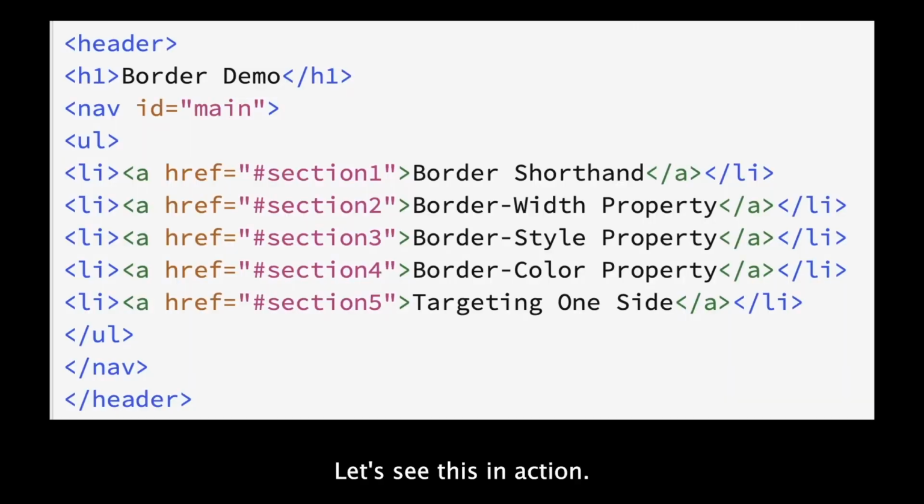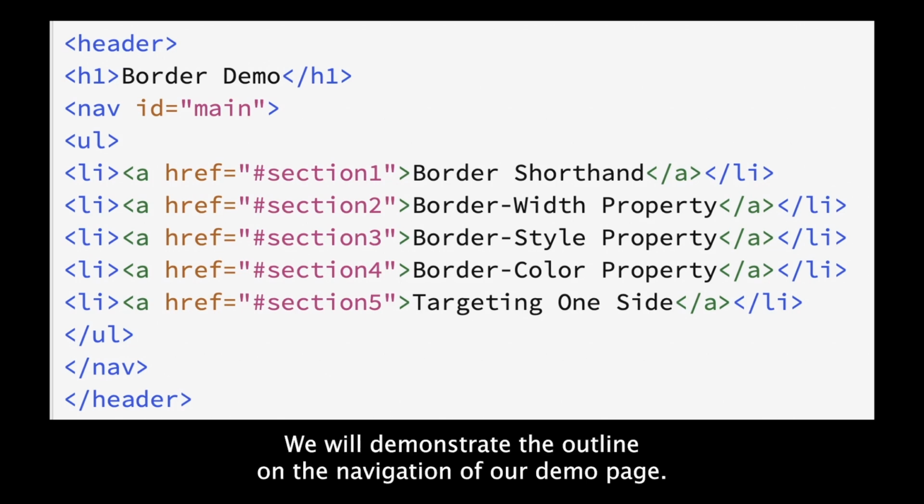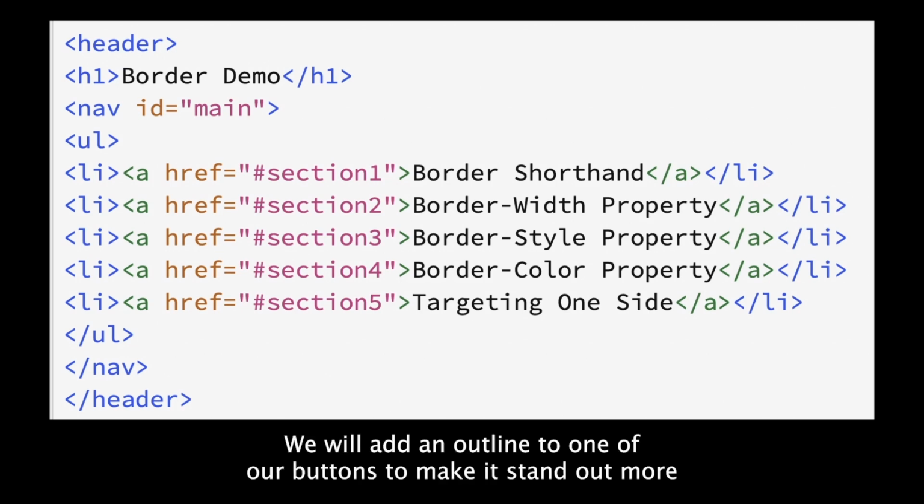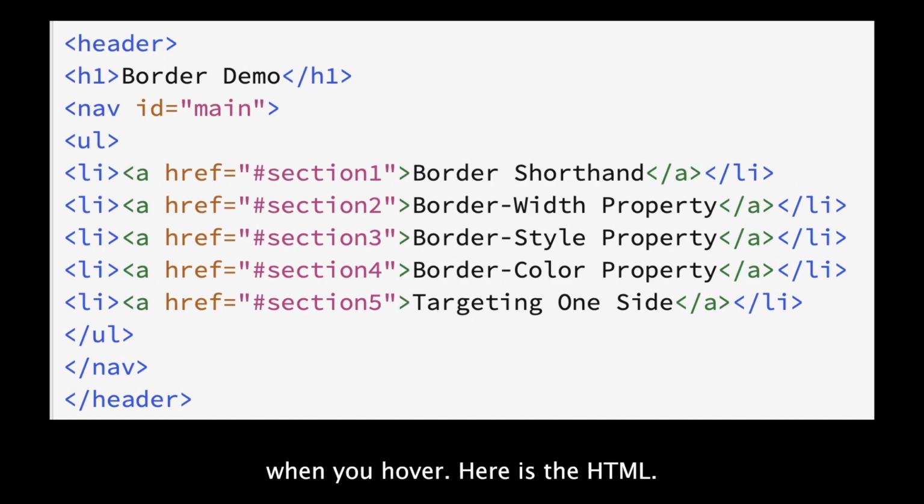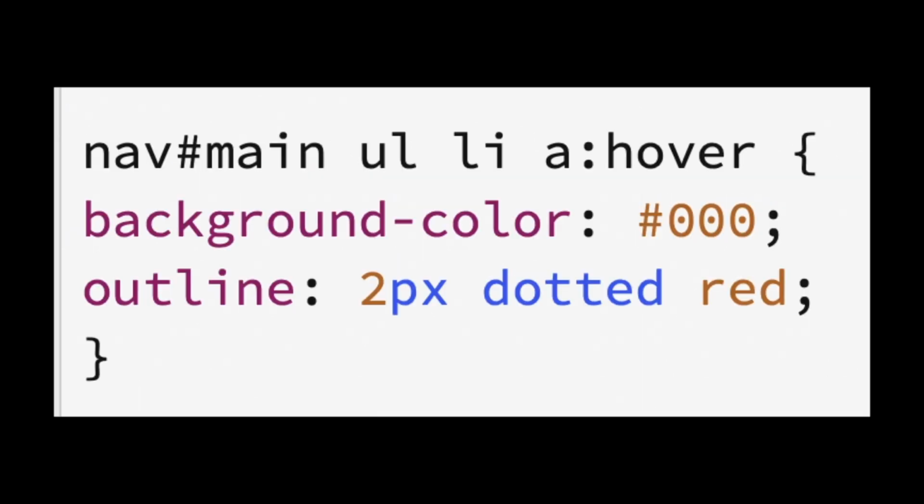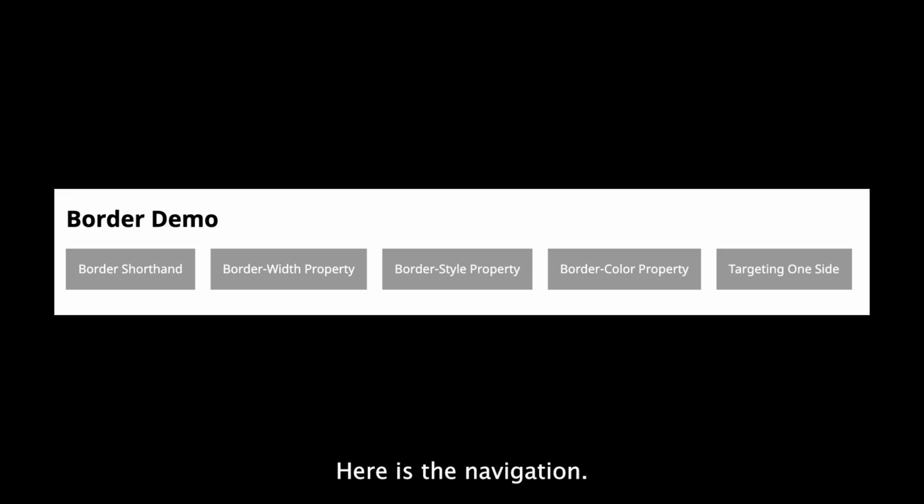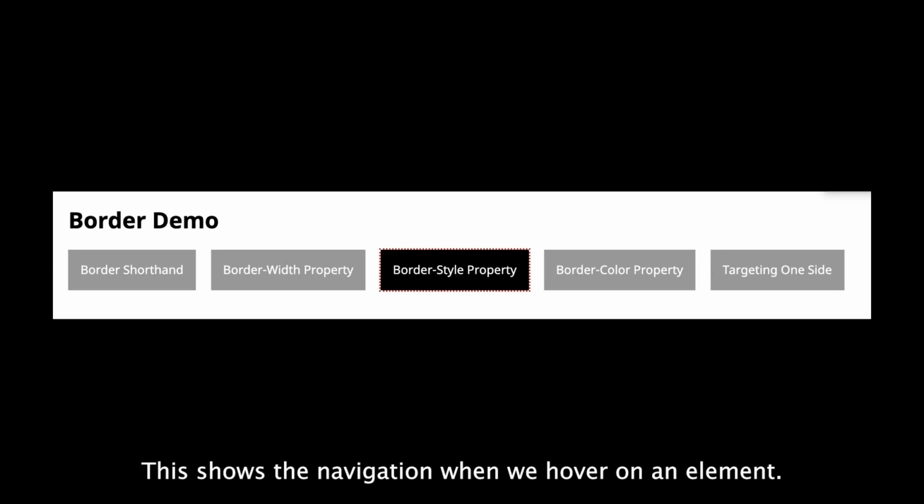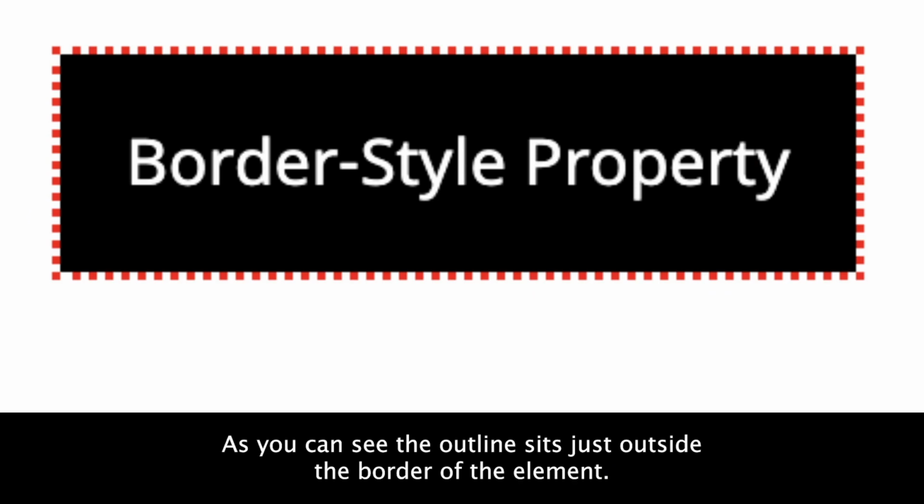Let's see this in action. We will demonstrate the outline on the navigation of our demo page. We will add an outline to one of our buttons to make it stand out more when you hover. Here is the HTML. Here is the CSS. This shows the navigation. This shows the navigation when we hover on an element. As you can see, the outline sits just outside the border of an element.